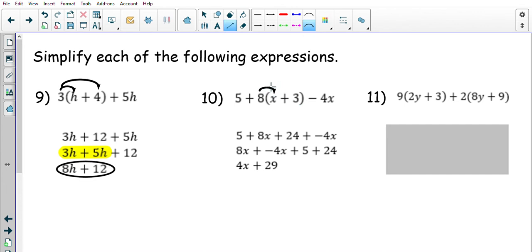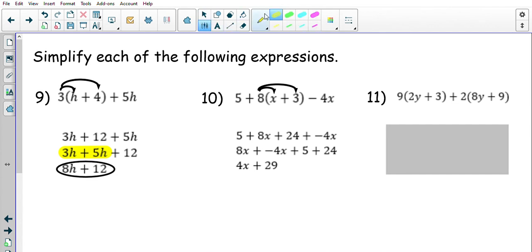We're getting to the point now, you're almost in 8th grade, where you can start to combine some steps together. So, add the opposite and distribute in the same step is fine. 8 times x is 8x. 8 times 3 is 24. So I've got 5 plus 8x plus 24 plus negative 4x. Here's where I added the opposite.